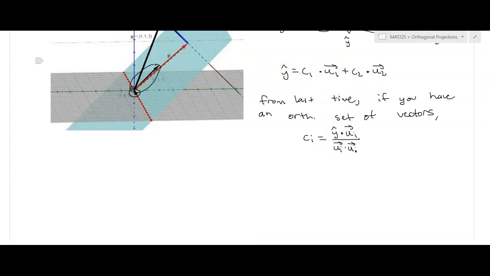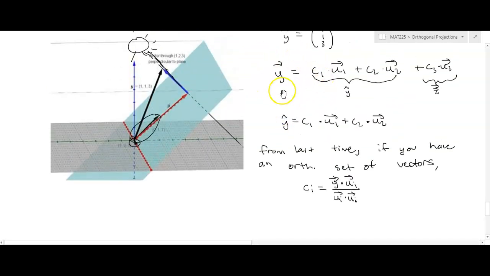I'm sorry, not the y hat vector, the y vector. So here I shouldn't have said y hat, I should have said the y vector right here. And the reason is because this is not the equation that we're working with. We're actually working with this one up here, where c1 u1 plus c2 u2 plus c3 u3 give me the y vector. We're just not going to try to solve for c3 because we don't have a third perpendicular vector.